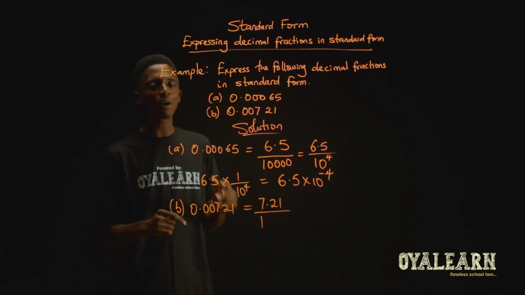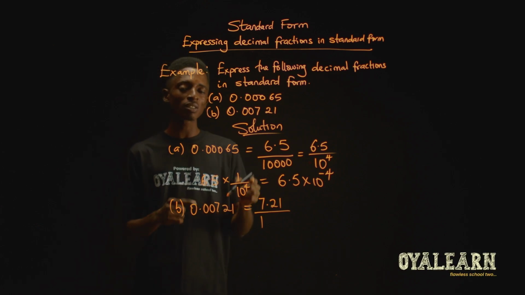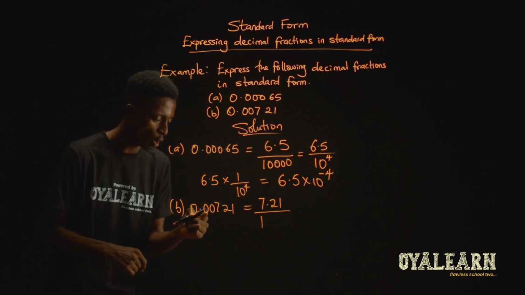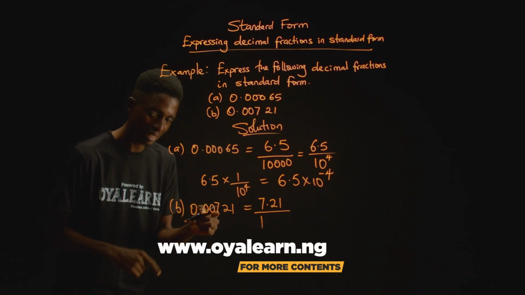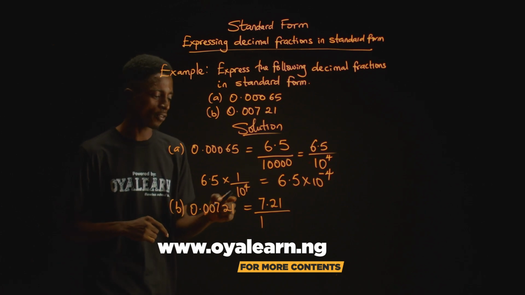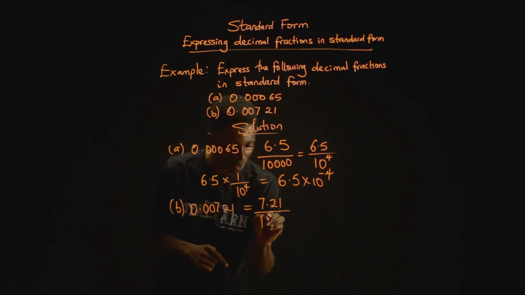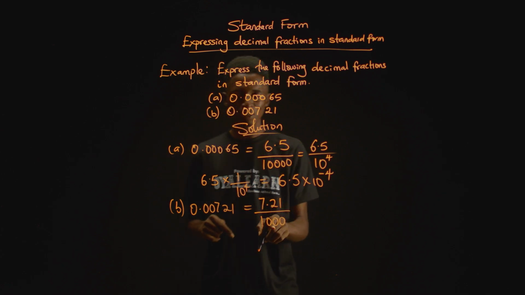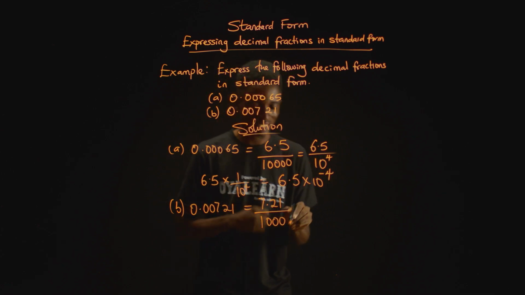Now we count the number of digits we have till we get to the first non-zero which we identified. And that will be 1, 2, 3. Since we identified 7 as our first non-zero. So we have 3 zeros here. 1, 2, 3. Now let's express this in index form.